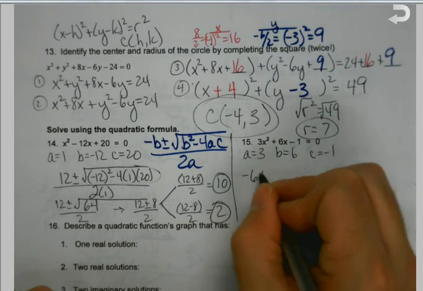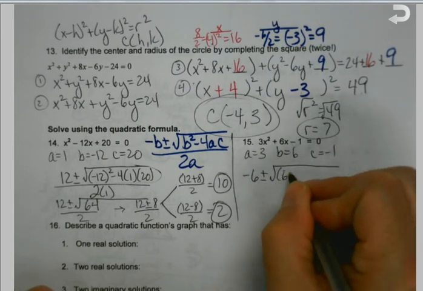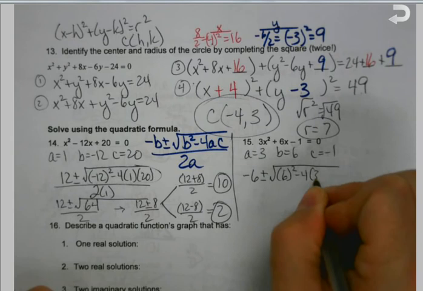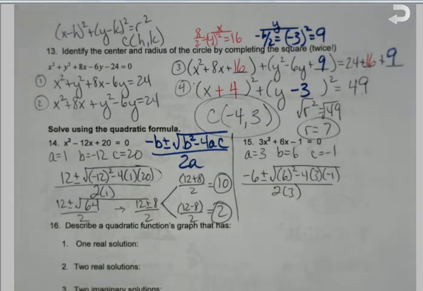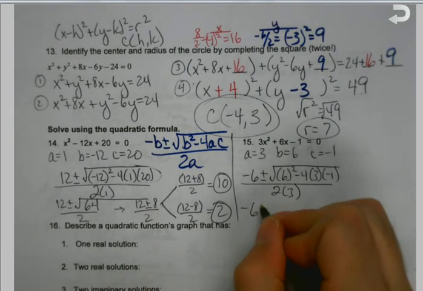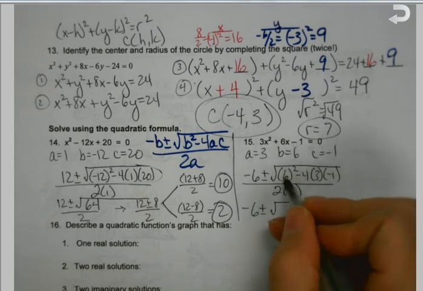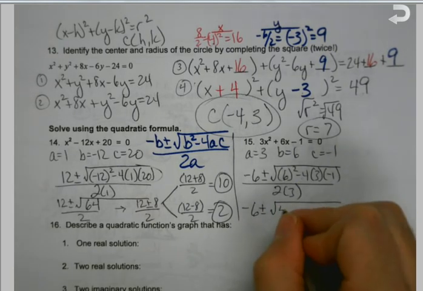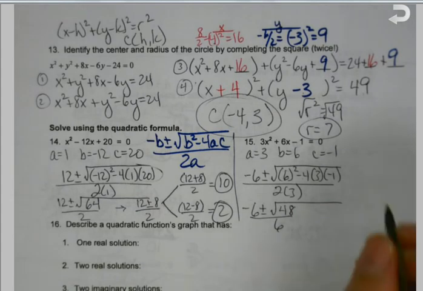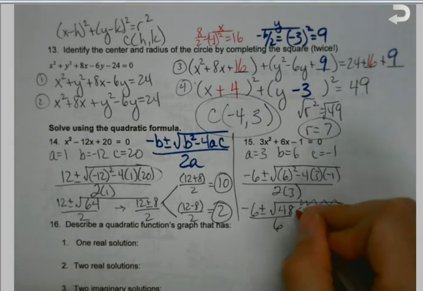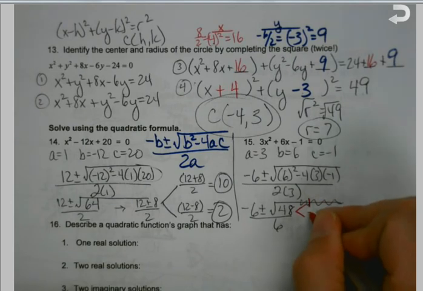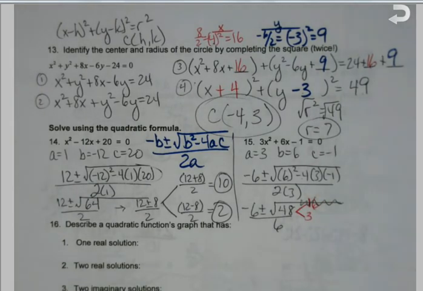Negative b, plus or minus the square root of b squared minus 4ac over 2a. Let's see what we've got underneath here. 36 plus 12 is 48. 48 breaks down though. So if I get a radical that can break down like this, and again, get the biggest one, that's 16 and 3. Don't go 4 and 12. You'll have to do it twice.